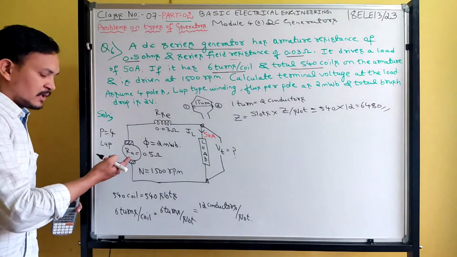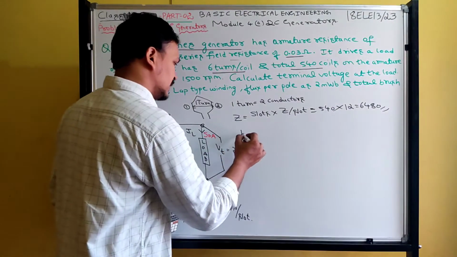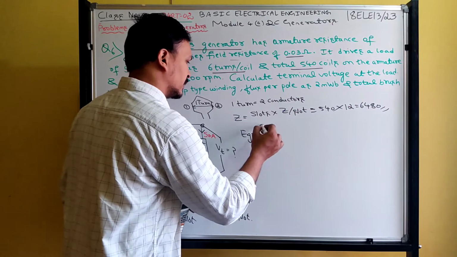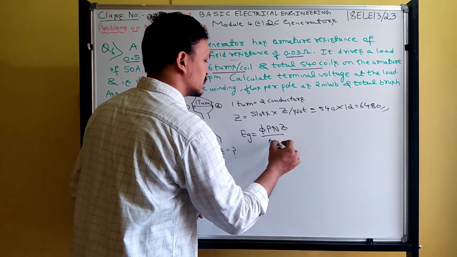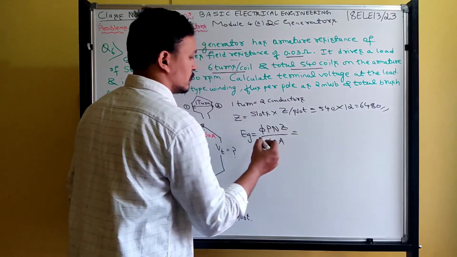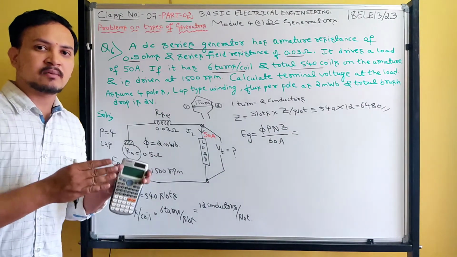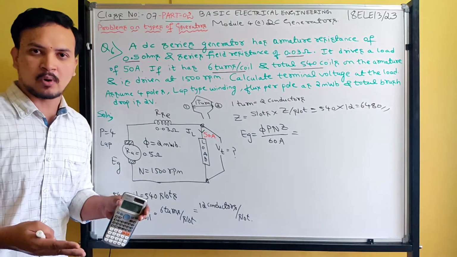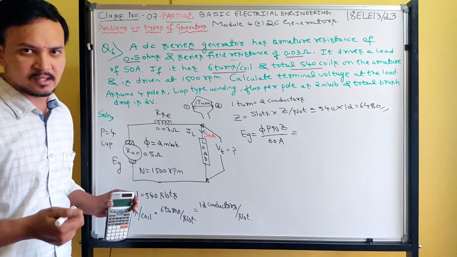They have given you the generated data. So what is Eg? Eg can be calculated directly in this way: Eg = ΦPNZ/60A. This is a difficulty level question. They combined the EMF equation problem and the types of generator problem. So this type of question can also be asked in examination.